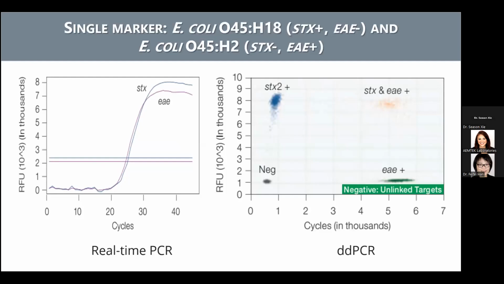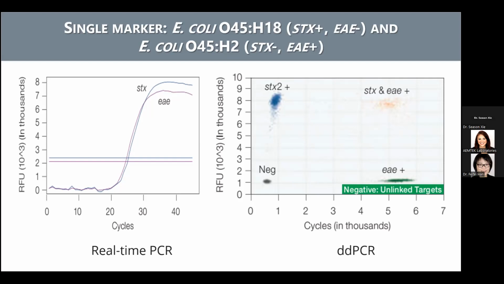The graph on these slides presents a comparison between real-time PCR and ddPCR for detecting E. coli O45:H18, which is stx positive, eae negative, and E. coli O45:H2, which is stx negative, eae positive. In real-time PCR, when these mixed strains are present, the assay will detect both genes, resulting in a positive result.